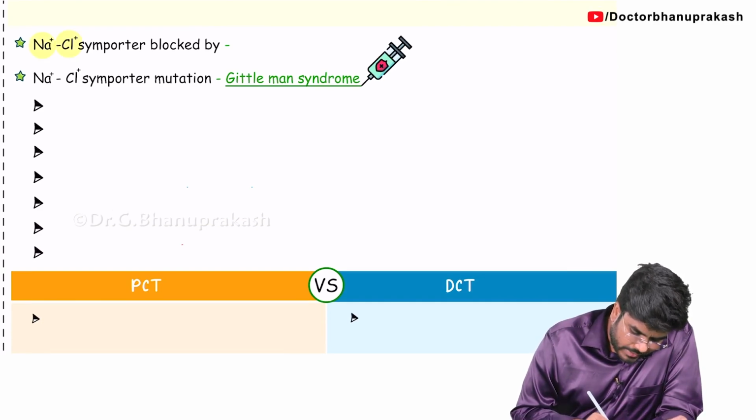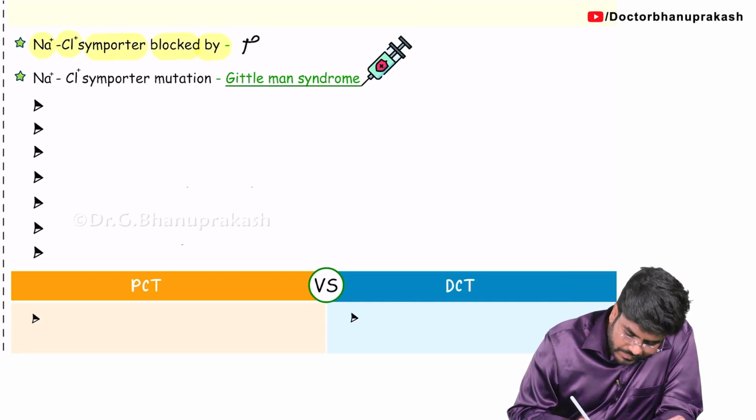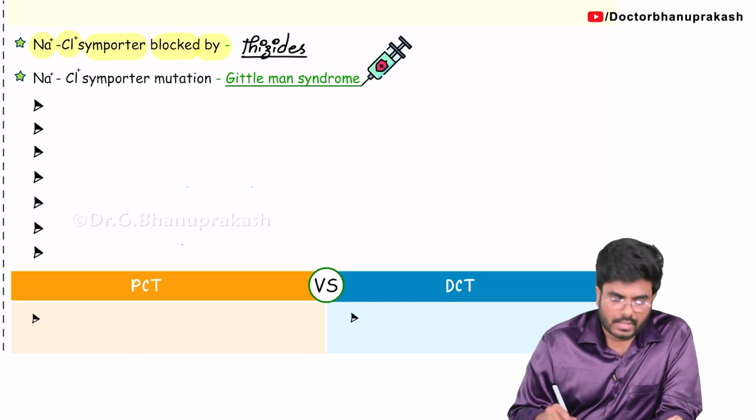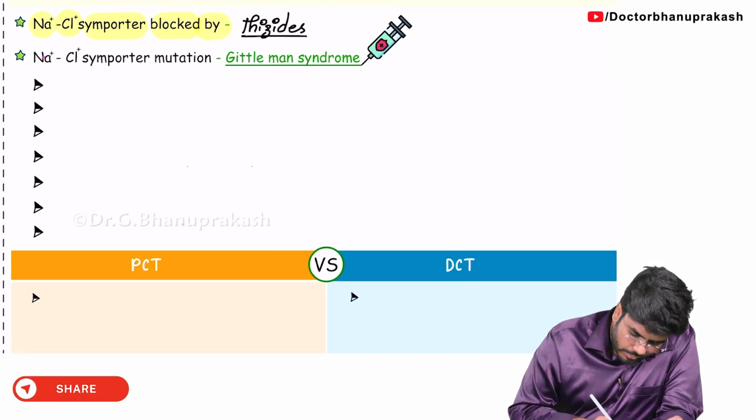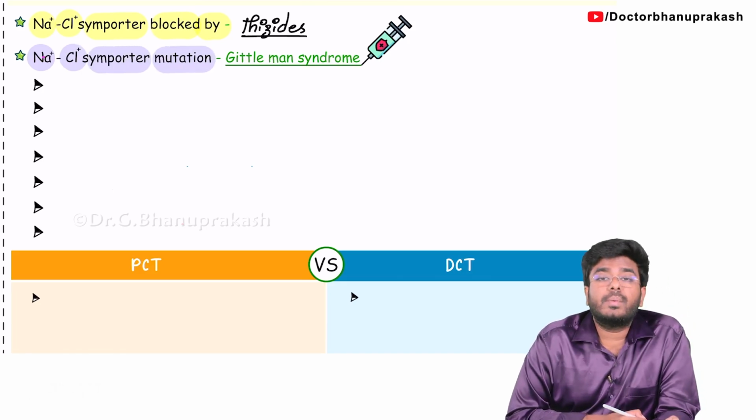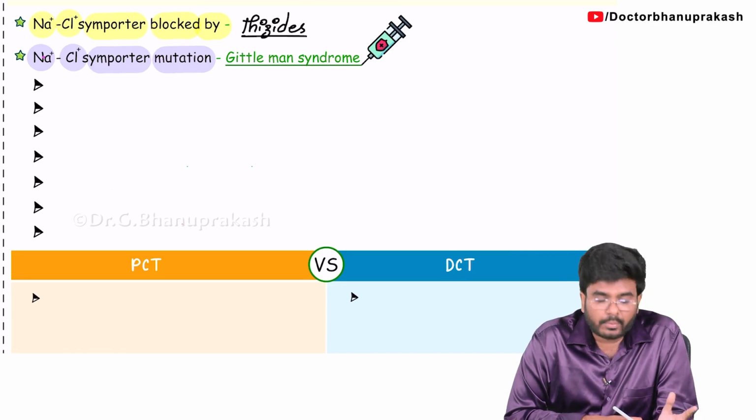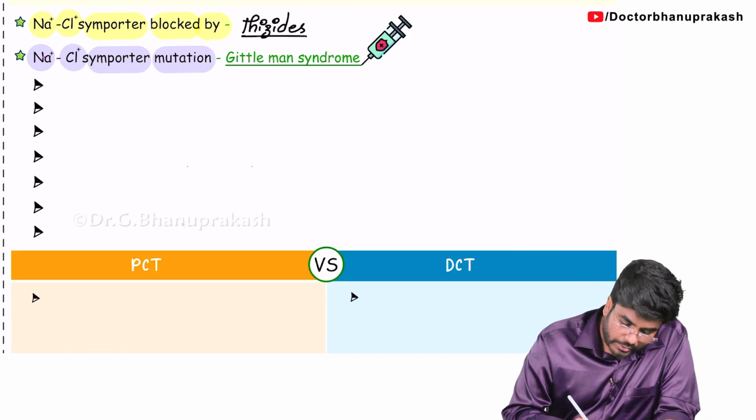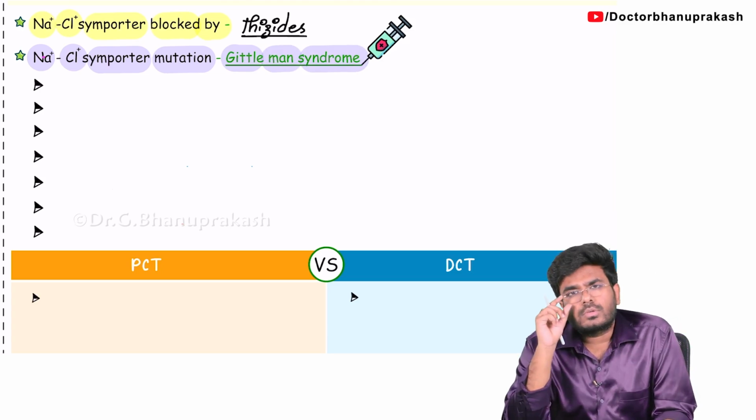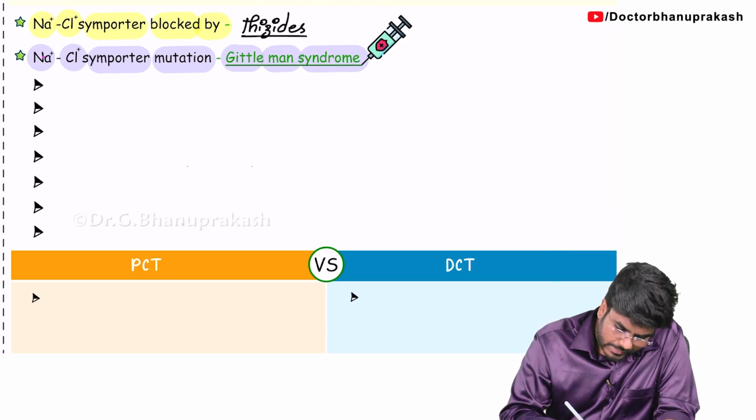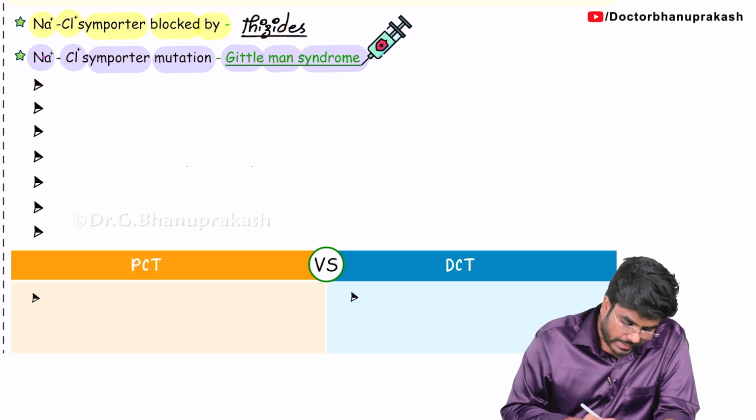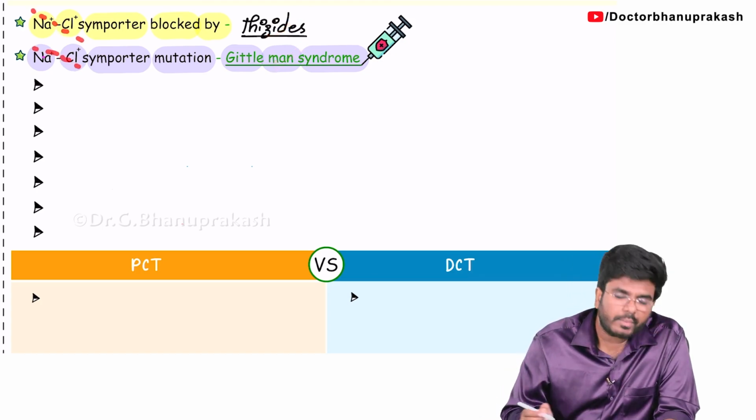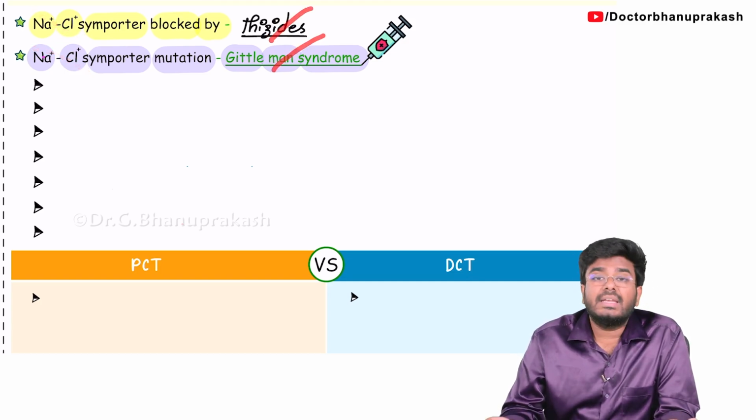Guys, the sodium chloride symporter is blocked by which diuretics? You already know: thiazides. But what if the same sodium chloride symporter is mutated from birth itself? The sodium chloride symporter is getting mutated. Now that's going to cause a disease called Gitelman syndrome. So in both these conditions, the person on thiazide diuretic usage and the person suffering with Gitelman syndrome, it is the same transporter that is getting affected, the same sodium chloride symporter. So in both these conditions, the clinical features will be the same.